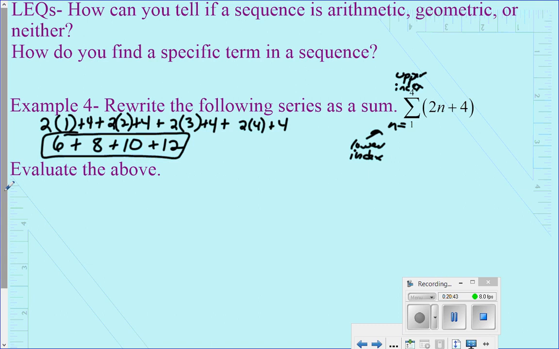Now, I have to evaluate the above next, which means tell me what that equals. Well, this is a nice, short, easy one. I mean, we always look at easy examples first. But generally, they're not going to be this short, and you're not going to be able to just add them. You're not going to want to add them.